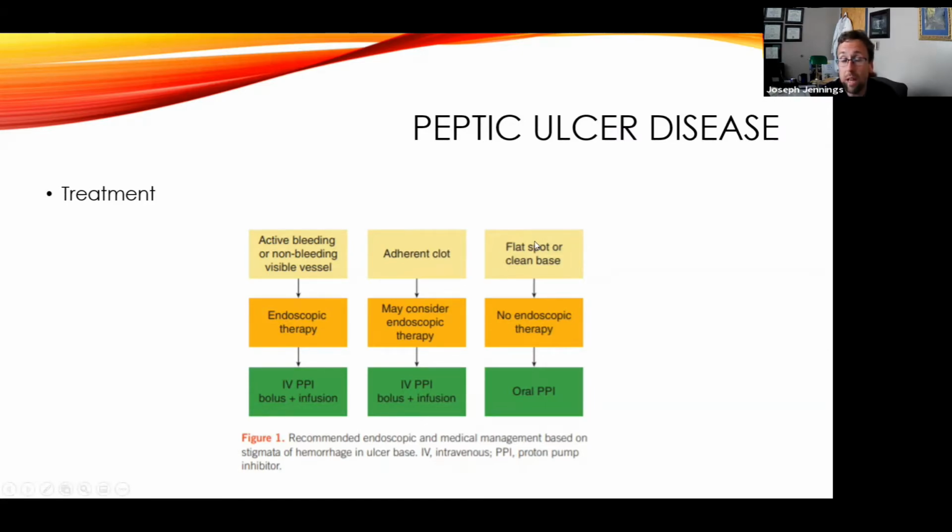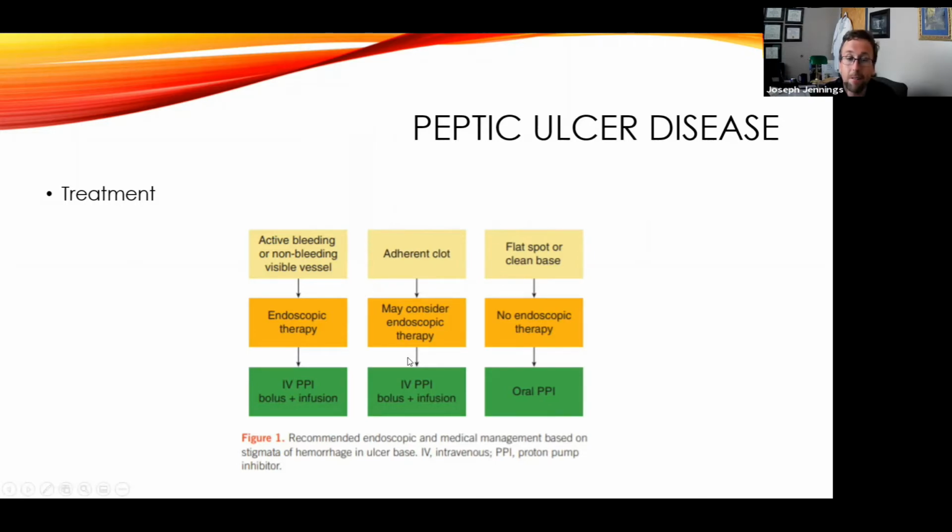Clean-based ulcers, or that flat spot, they don't need anything. We could take the scope out. Maybe we biopsy if the ulcer was at all concerning looking. We biopsy for H. pylori, but that person, when the procedure is done, can be transitioned to an oral PPI and, theoretically, without knowing any of the logistics, be discharged from the hospital afterwards. Again, how often that happens, I think people are very complicated, so it's not always the case.